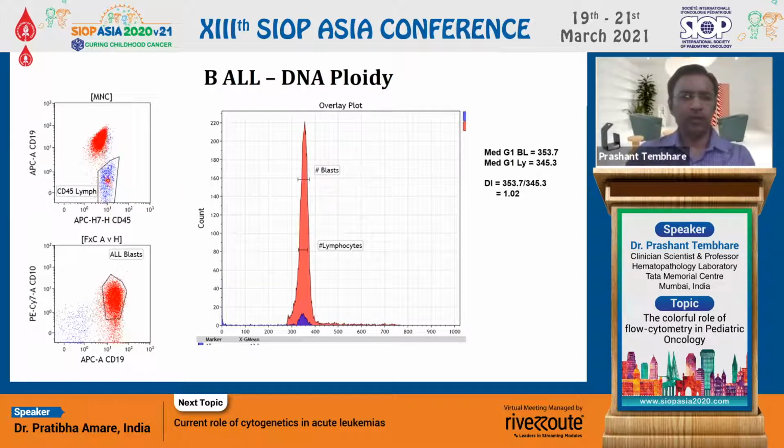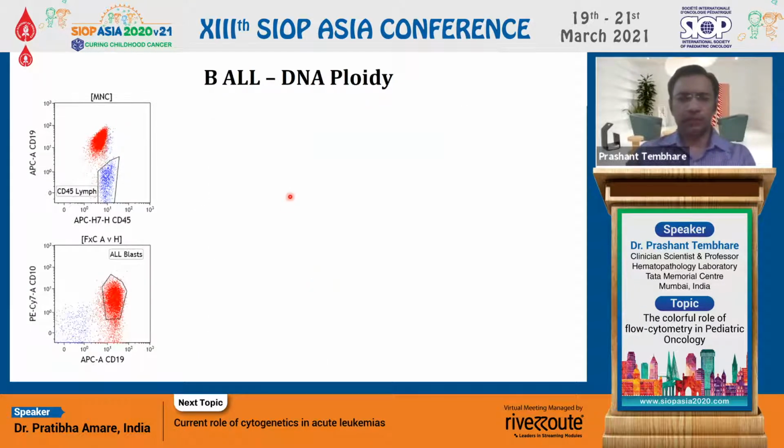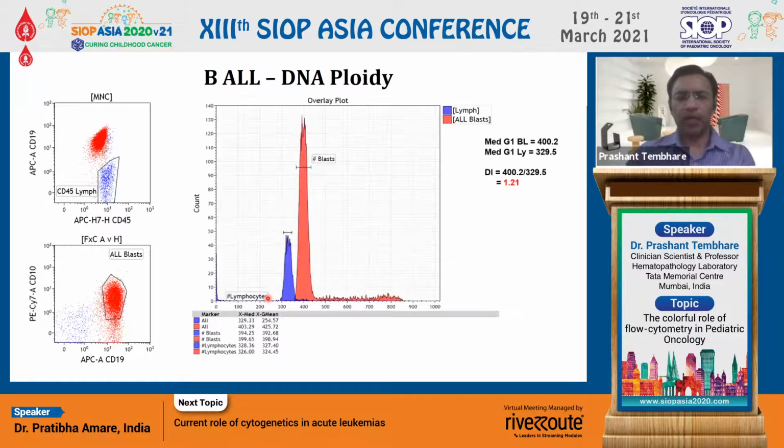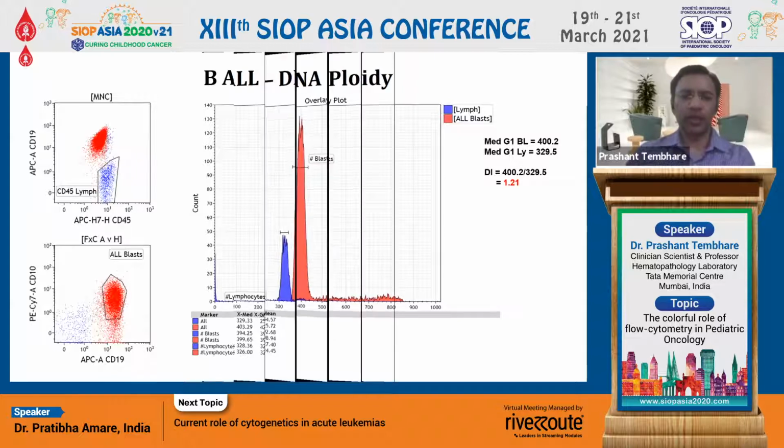You can see that we have internal lymphocytes, and this is the tumor. Tumor and lymphocytes show similar antigen expression. In the next case, the tumor shows a lesser amount of DNA binding dye, which indicates hypodiploidy. In another case, a higher amount of DNA binding dye indicates hyperdiploidy. This is how we use ploidy analysis.